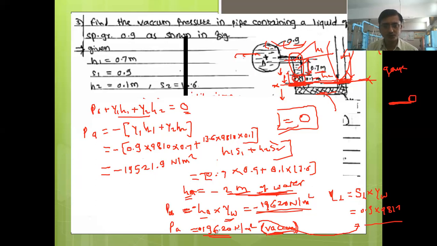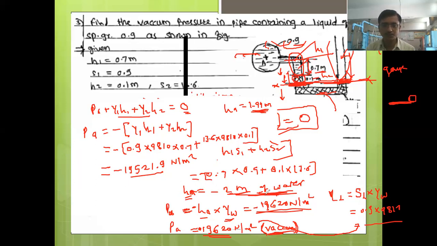You will observe there is some variation in the answer, but it is approximately the same. Why is there some variation in the answer? Because the HA value was 1.99, and we have taken it as a round up figure. Instead of this 2, if we take 1.99, then you will also get the same value here.